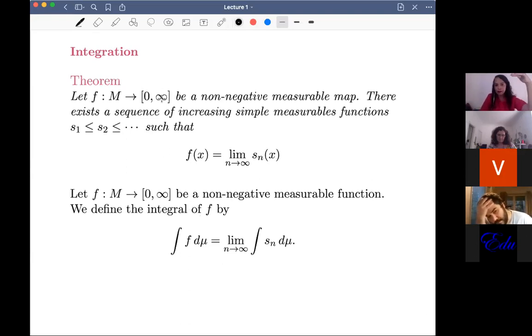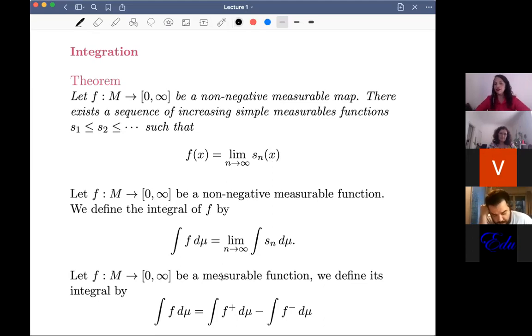Since for each given map I have a sequence that converges to this map, I define the integral of this map by taking the limit of the integrals of the sequence. So on the right side, the integrals are well defined because the s_n are all simple. And then I take the limit of the integrals, that's a real number, that's the limit in R. Well, I just defined it for non-negative functions, but it's not hard to extend to any measurable function simply by taking the positive part and the negative part of a function, which are both positive.